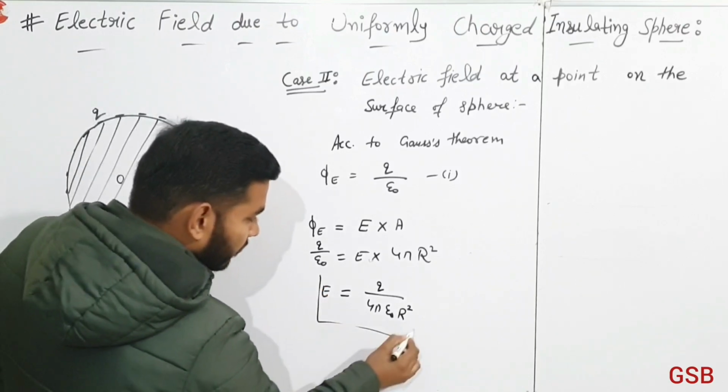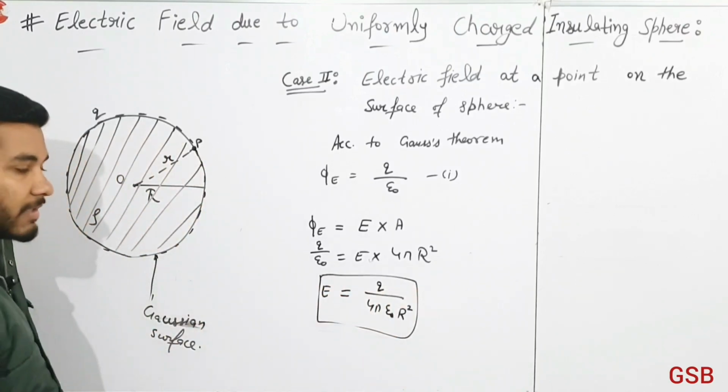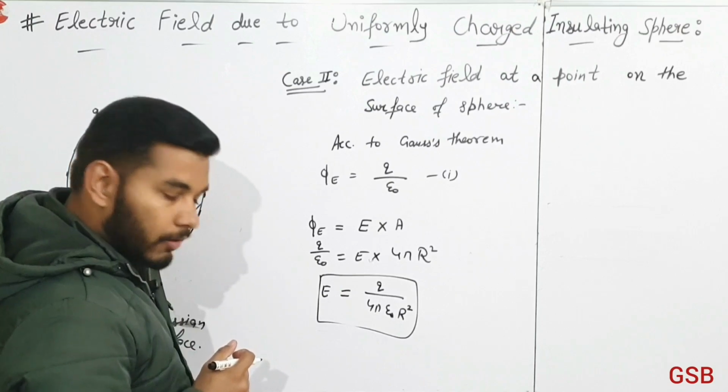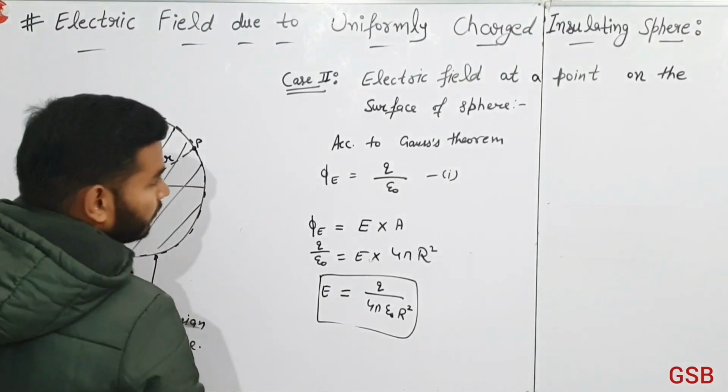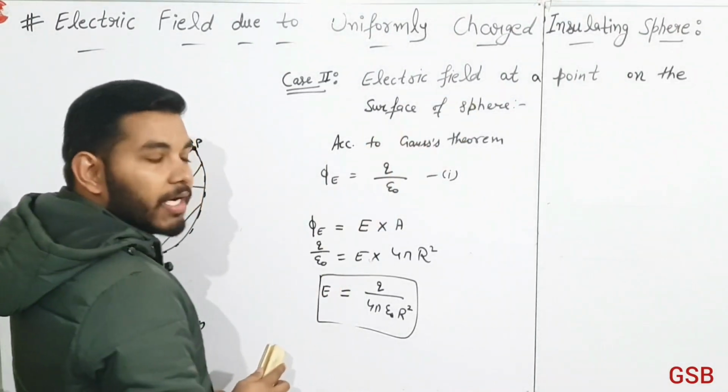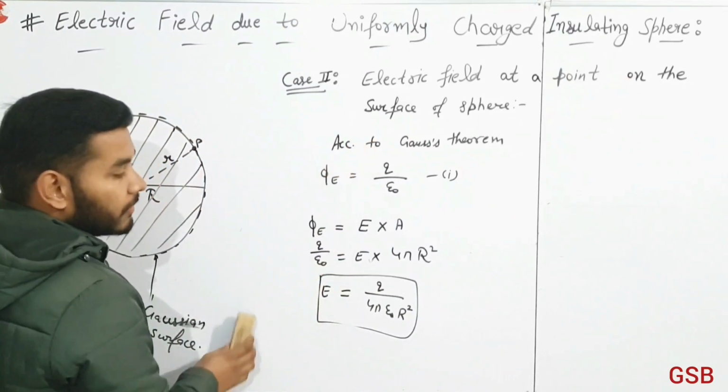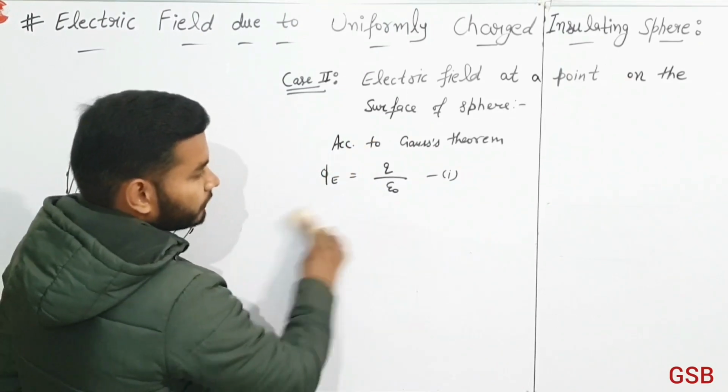This is the electric field on the Gaussian surface, and this is the maximum value. Okay, now we discuss the electric field at a point inside the charged insulating sphere.